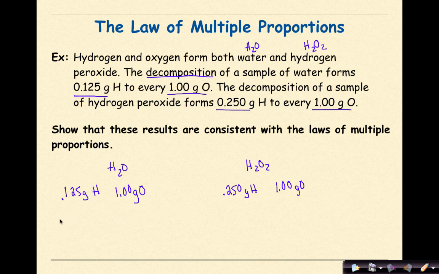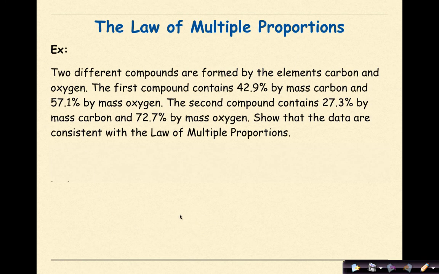So what we're going to do is take the larger number of hydrogen, 0.250 grams of hydrogen, and divide it by the mass of hydrogen in water, which is 0.125 grams of hydrogen. And when we divide these two, we get a whole number of 2. So we can see by looking at these masses and this ratio that the difference will show as a whole number. Let's look at another example.